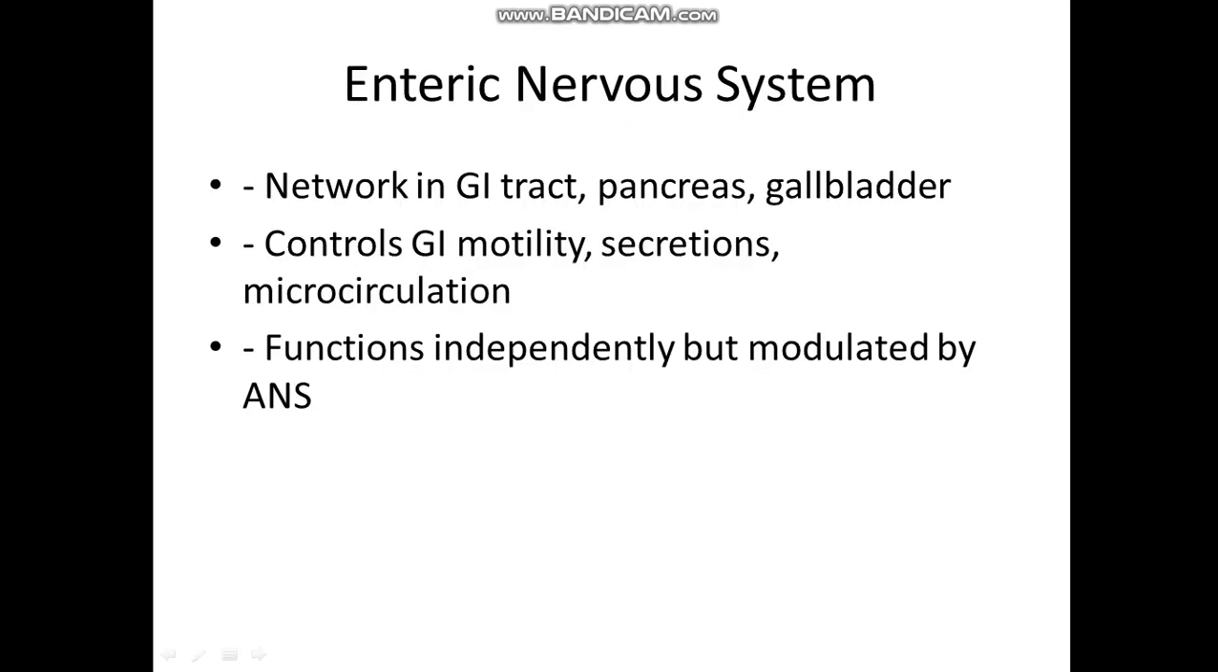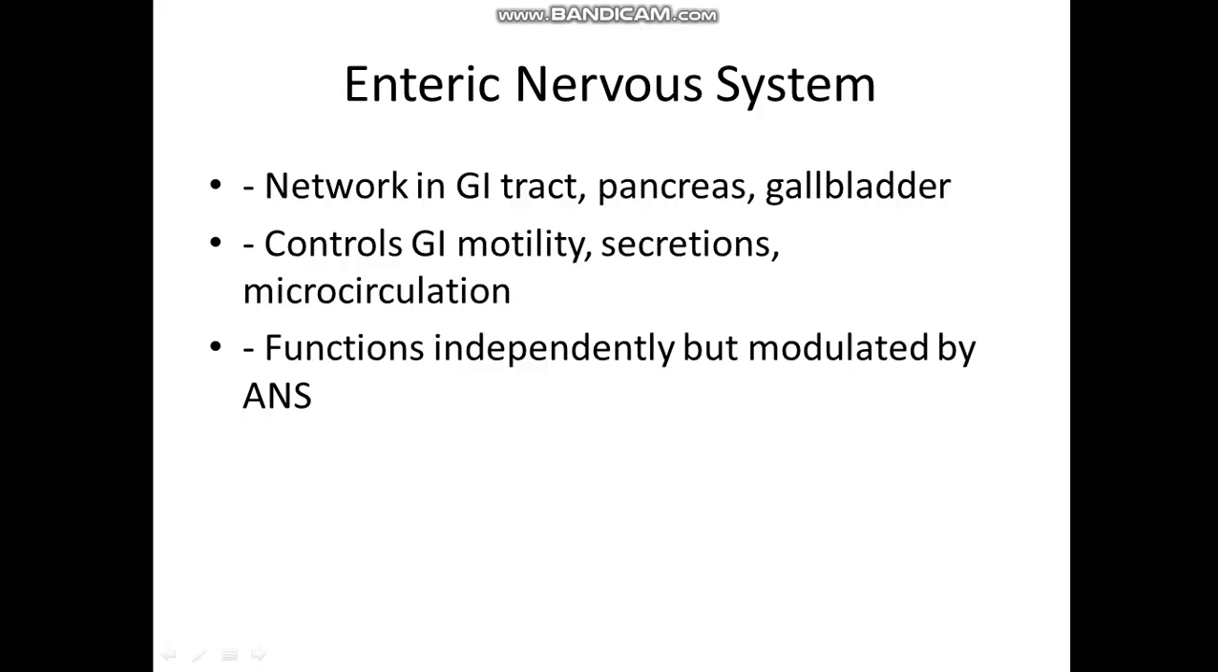Then we have the enteric nervous system. The enteric nervous system is often modulated by the autonomic nervous system, but most of the time it functions independently as well. So there is a network of the GI tract which includes the esophagus, then stomach, after that the small intestine, large intestine, three parts of the small intestine as well, pancreas, gallbladder. These all function together in order to digest the food or to stop the digestion in case of sympathetic nervous system activation.